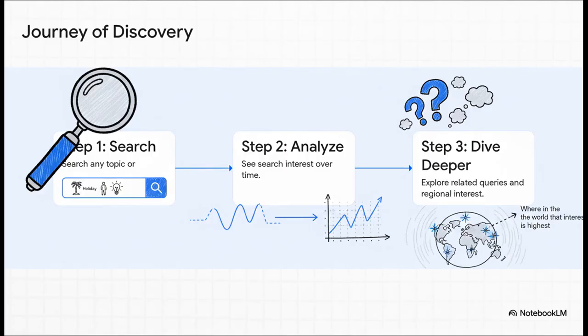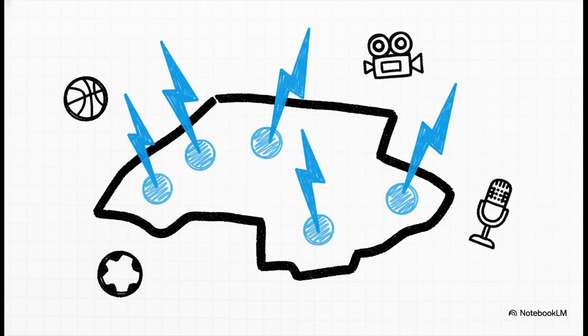Okay, so your whole journey just starts with a simple search box. You type in anything, a holiday, a celebrity, a concept, whatever. Instantly, you get this cool graph showing you the search interest over time. But the real magic happens when you dive deeper. You can see what other things people were searching for, and even pinpoint where in the world that interest is the strongest. And this isn't just about looking back at historical data. The Trending Now feature is your real-time pulse on what's grabbing everyone's attention. You can see what's spiking in your country, or even your city, right now. It's a literal snapshot of what's on everybody's mind as it's happening.